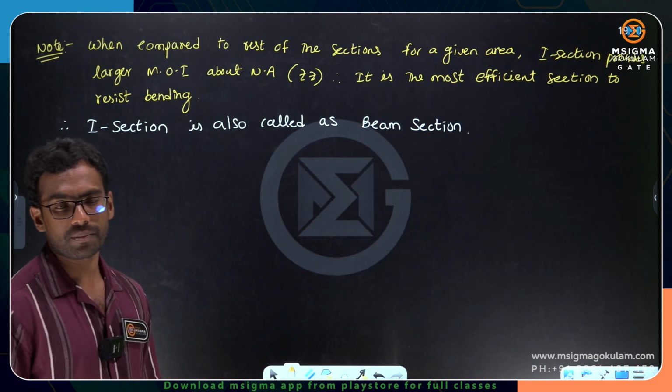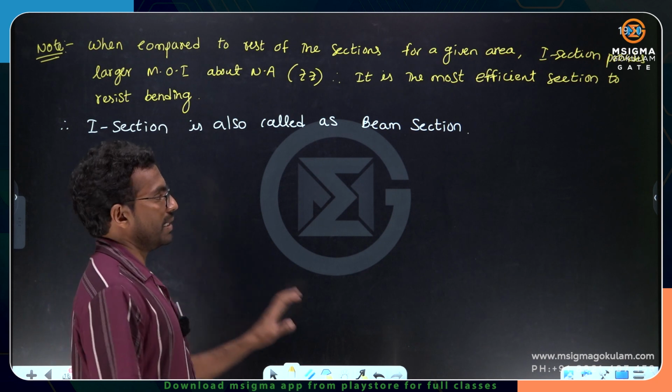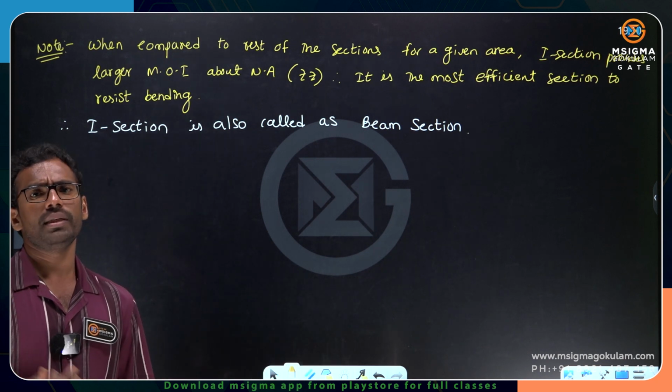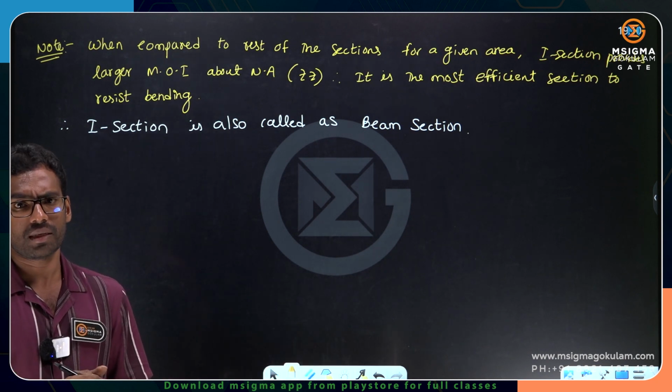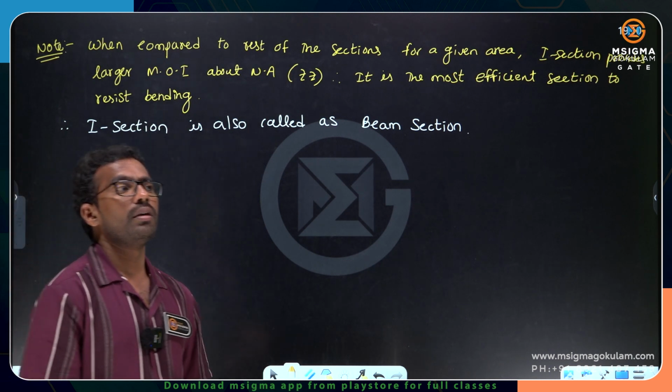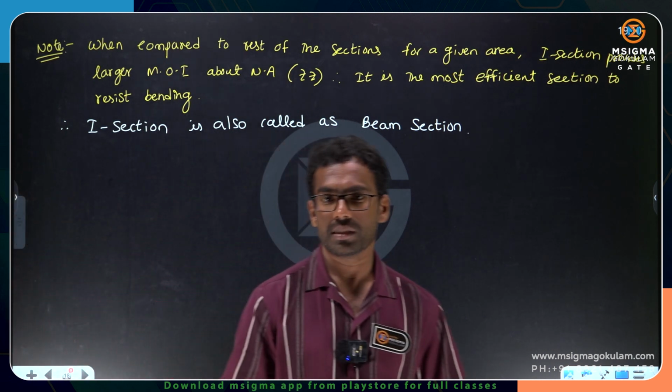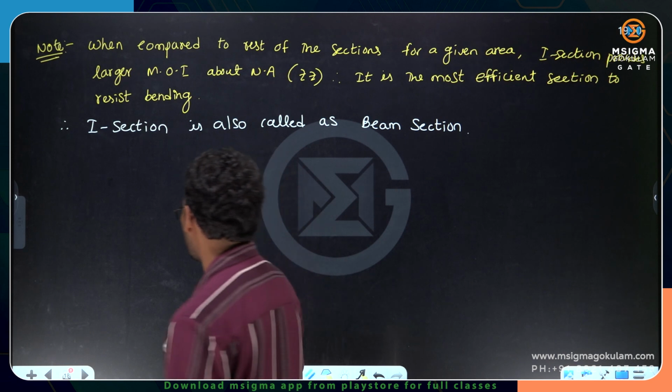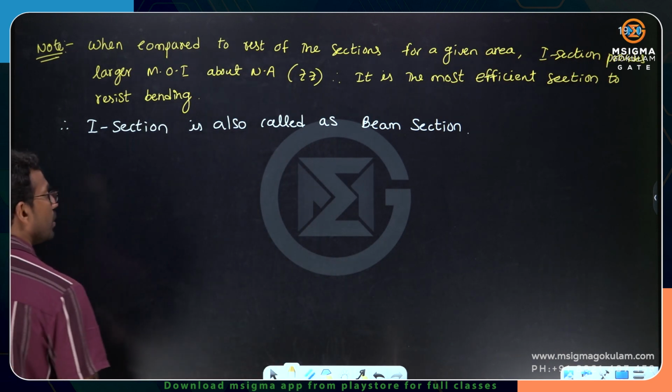Please remember this. Okay. Now the beam sections, how many types are available? What are the types of I sections? Let us look at them one by one.